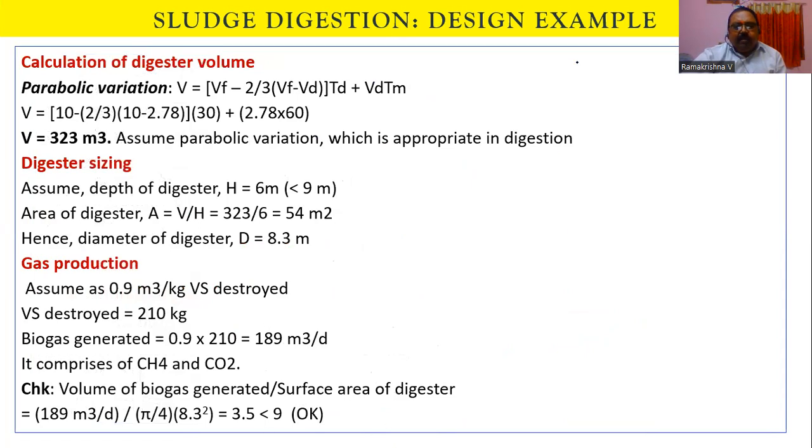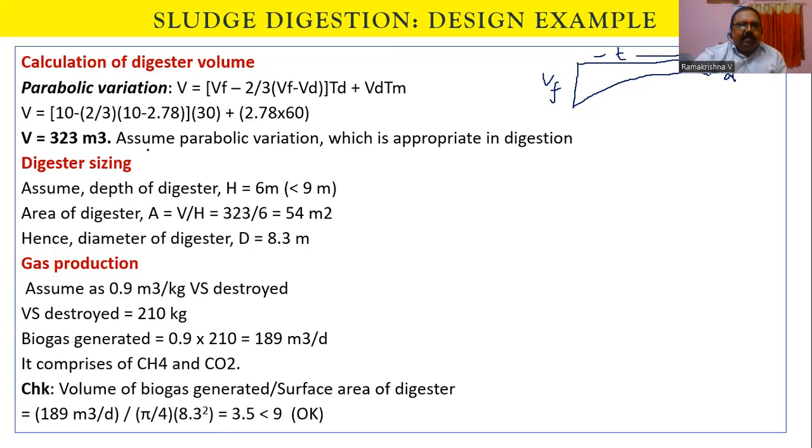In the parabolic variation, what it means is the fresh sludge is there and digested sludge is there. Instead of linear, now we are going with the parabolic variation. So this is your fresh sludge and this is your digested sludge. We are drawing to some scale and graph. So this is the digestion period. Instead of linear, it is now parabolic form.